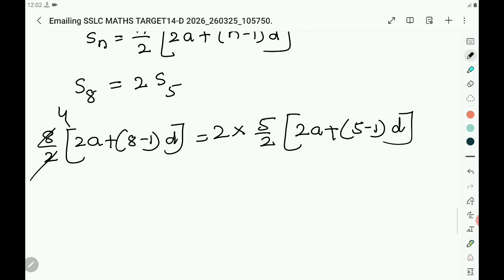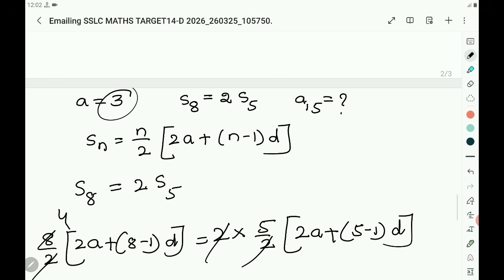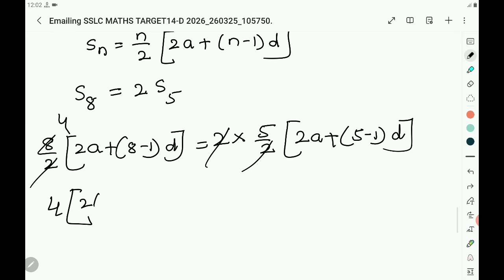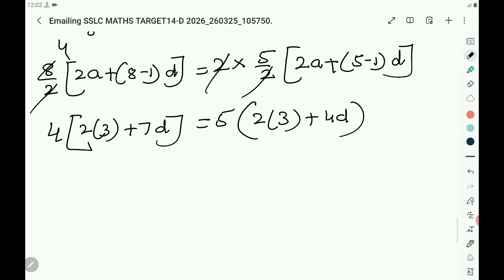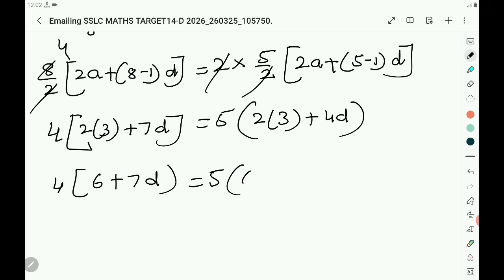2 ones are 2, 2 fours are 8. Here 2 cancels. 4 into 2a, a is 3, so you write 2 into 3 plus 7d equals 5 into 2 into 3 plus 4d. That is 4 into 6 plus 7d equals 5 into 6 plus 4d.